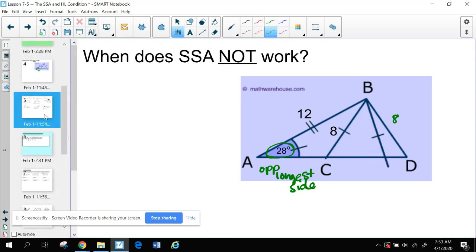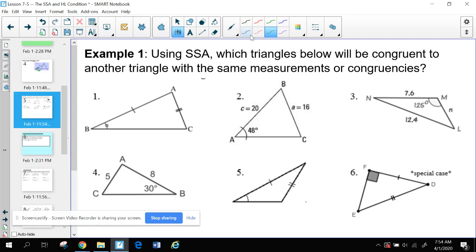So let's just practice looking at some information given to see if we can use side-side angle. Okay, so if I look at number 1, the first thing you should notice is that there are no measurements given in number 1. So if there is no lengths of sides and no angle measure, nothing like that, then we can't use side-side angle. So I'm going to say no, not given side lengths.